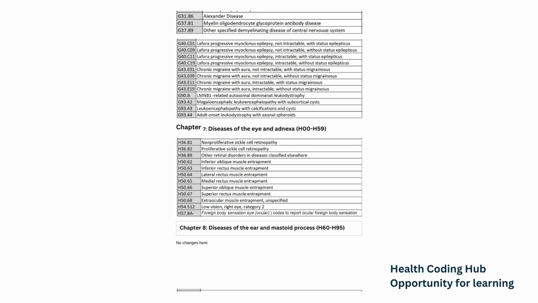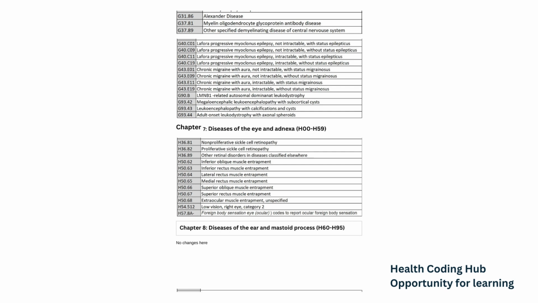Chapter 7. In chapter 7, the American Academy of Ophthalmology proposed a new code for proliferative sickle cell retinopathy, a condition that can lead to vision impairment and blindness. Additionally, there are new codes for muscle entrapment, a condition more commonly found in pediatric trauma but rare in adults. This condition can lead to severe symptoms such as bradycardia, nausea, and syncope.